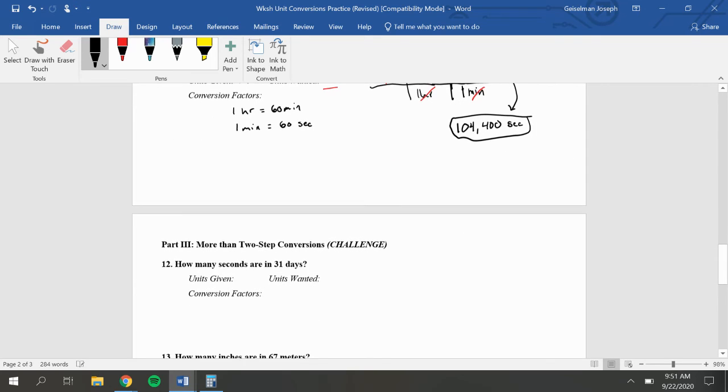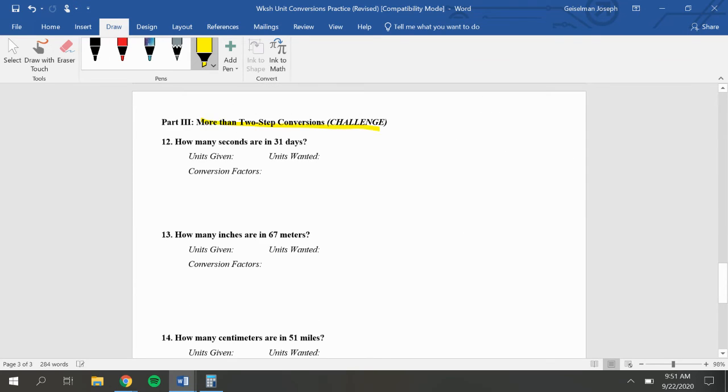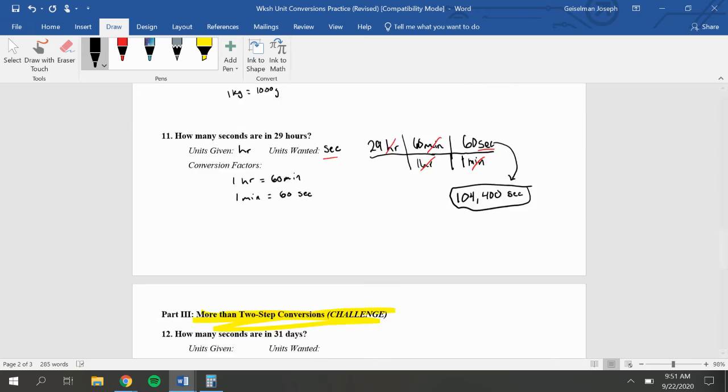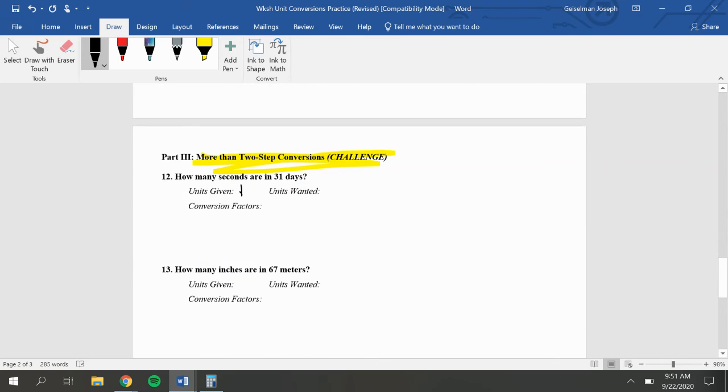Last page. Now, these are going to be tougher because they're more than one step. They're 2 or 3 steps. All right. So we're going to start with days in this first one, and we're going to go to seconds. So we know that 1 day is equal to 24 hours. We know that 1 hour equals 60 minutes.